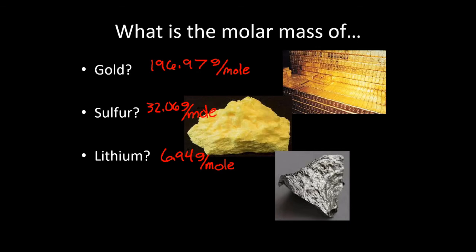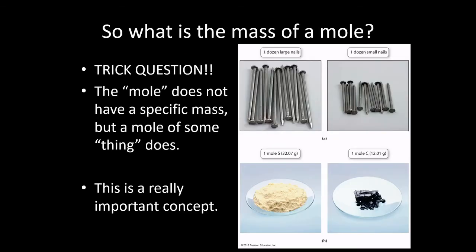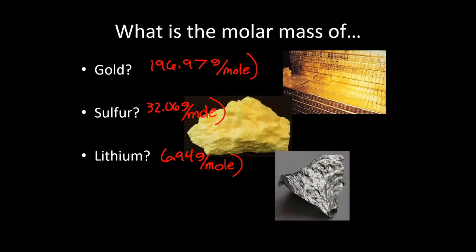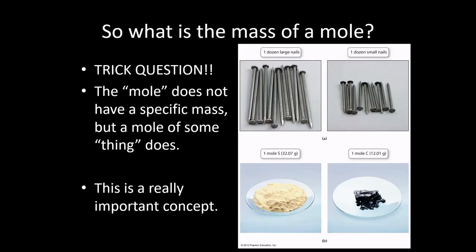So each of these samples here, each of those masses of different materials, have the exact same number of particles in them, which seems wrong at first because you think, how is that possible? Because again, we have way more mass with the gold here than we have with the lithium. Lithium, we only have 7 grams, and here we have practically 200 grams. How can we have the same number of things?